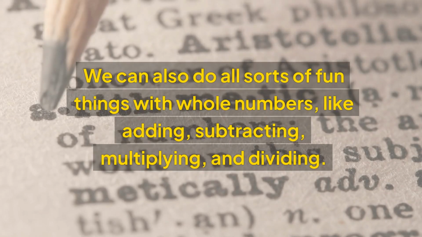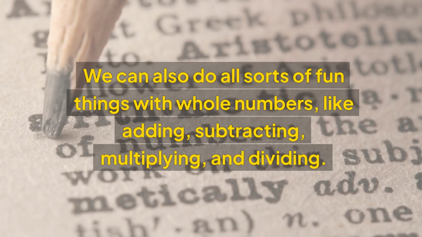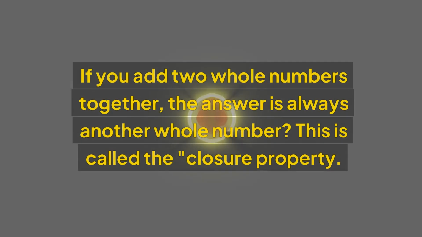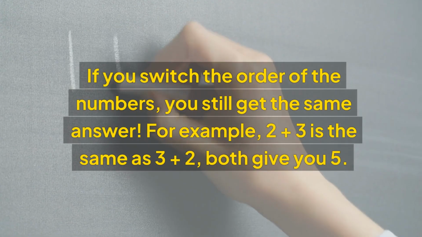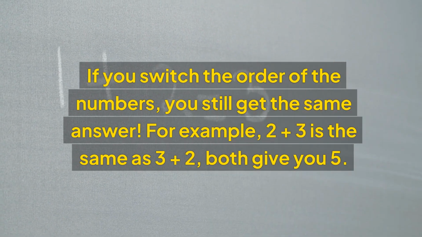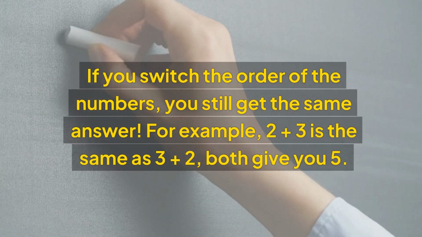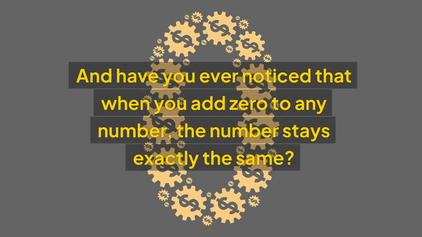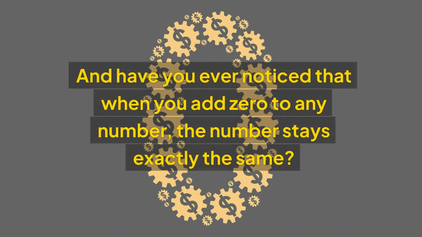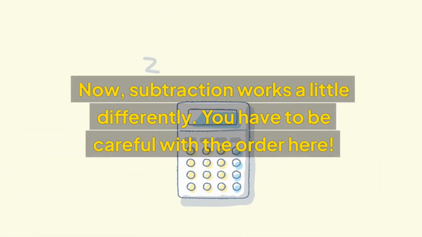We can also do all sorts of fun things with whole numbers, like adding, subtracting, multiplying, and dividing. If you add two whole numbers together, the answer is always another whole number. This is called the closure property. If you switch the order of the numbers, you still get the same answer. For example, 2 plus 3 is the same as 3 plus 2. Both give you 5. And have you ever noticed that when you add 0 to any number, the number stays exactly the same?